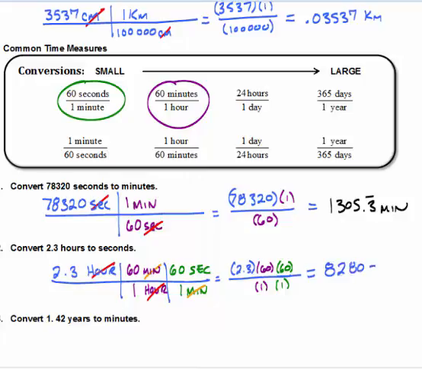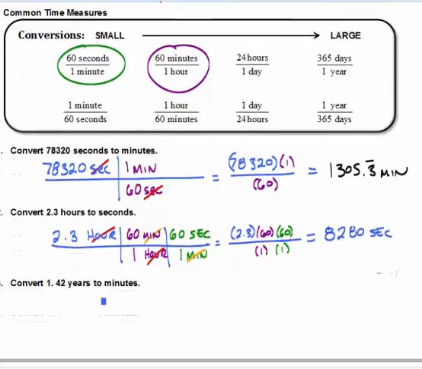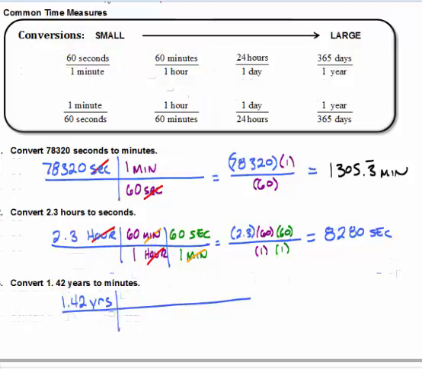Alright, well, let's try one more. 1.42 years to minutes. So we'll start here with 1.42 years, and we're going to convert that to minutes. We're looking for something where years is in the denominator. And so I find years right here, that's the only one with years in the denominator. So I put 365 days equals 1 year. And then years and years cross out.